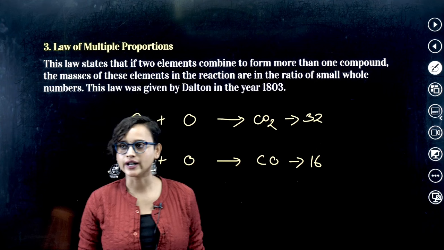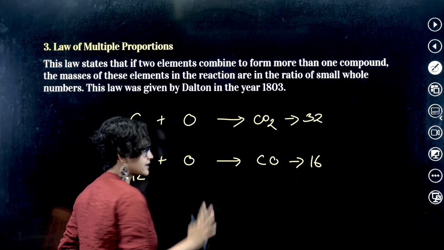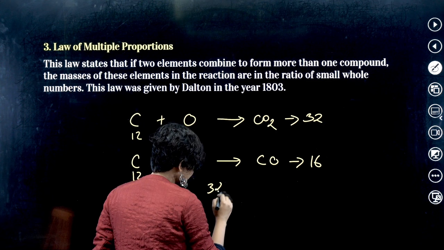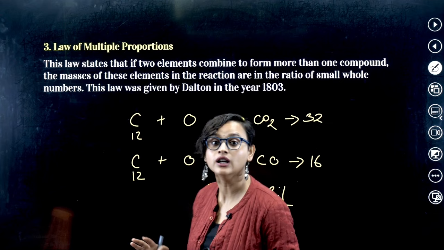12, 32, 12, 16, right? This is 12, so 12, 32, 12, 16. Great. Now, if I do 32 by 16, what will I get? I will be getting 16 and then 2. So, 2 is to 1. Now, isn't this a small whole number ratio? It is a small whole number ratio.